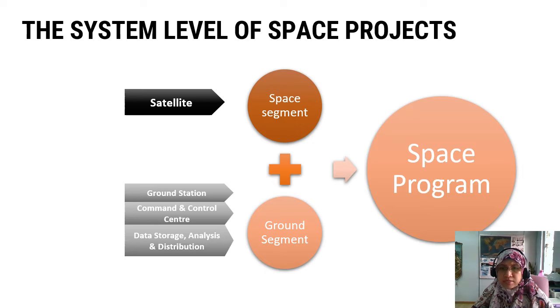The space program is divided into two segments, space segment and ground segment. Space segment is the spacecraft, and ground segment consists of ground station, command and control center, data storage, analysis, and distribution. The ground segment can be in one place or in different buildings or placed in different countries.